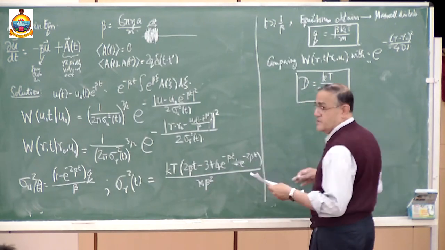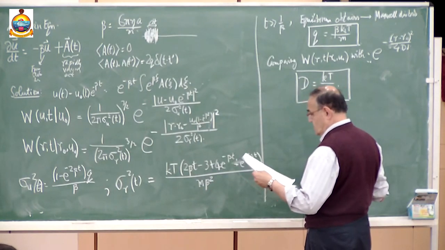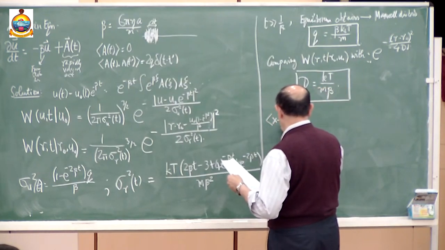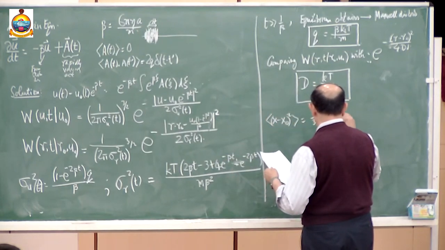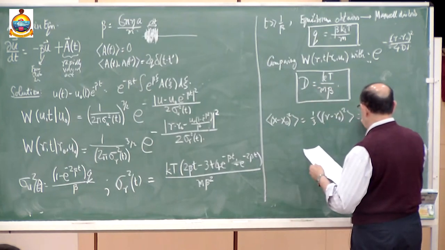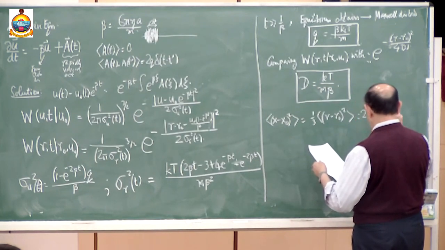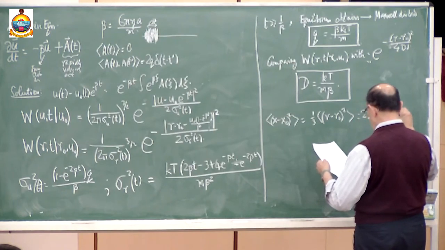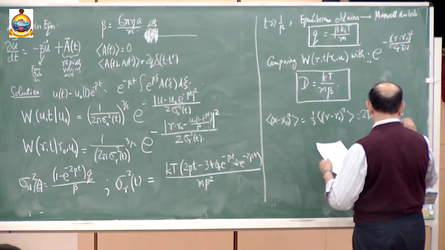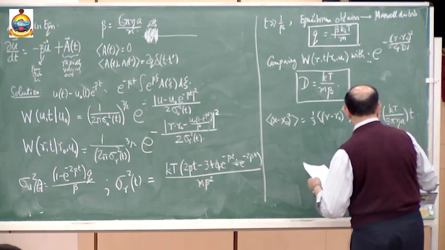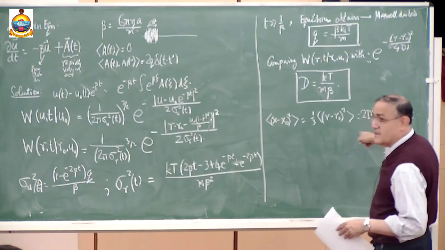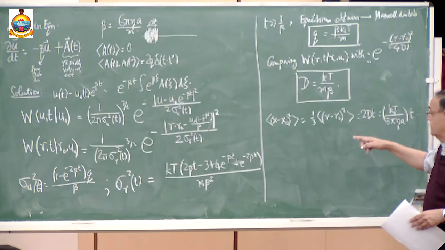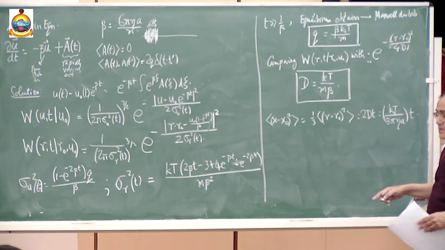So the mean squared displacement you can also work out, of course. And the mean squared displacement in any one direction, which is 1/3 of r minus r naught squared, turns out to be 2 D t, which if you substitute is kT over 3 pi eta A times t. Yeah, k is Boltzmann's constant. And this is the relation that led Einstein to propose to find k and thereby Avogadro's number.